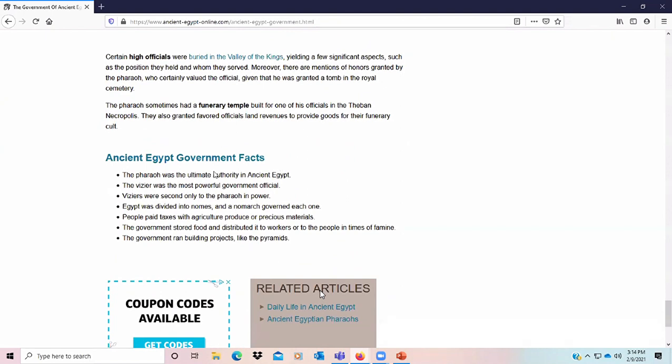So these are some facts about ancient Egypt. The pharaoh was the ultimate authority. The vizier was the most powerful government official. Viziers were second only to the pharaoh in power. Egypt was divided into nomes, and a nomarch governed each one. People paid taxes with agricultural produce or precious metals. The government stored food and distributed it to workers or to the people in times of famine. The government ran building projects like the pyramids.